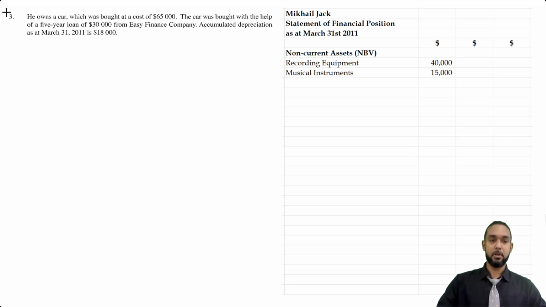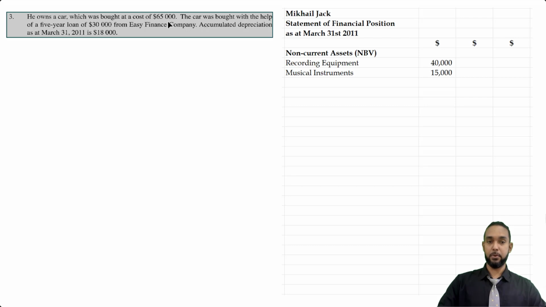The third item is a bit long and has something hidden inside of it. So he owns a car, which was bought at a cost of $65,000. So no problem, that's fine. The car was bought with the help of a 5-year loan of $30,000 from Easy Finance Company. So that is a non-current liability. It's a 5-year loan, so it's a liability that's lasting for longer than 1 year. And accumulated depreciation as at March 31st, 2011 is $18,000.